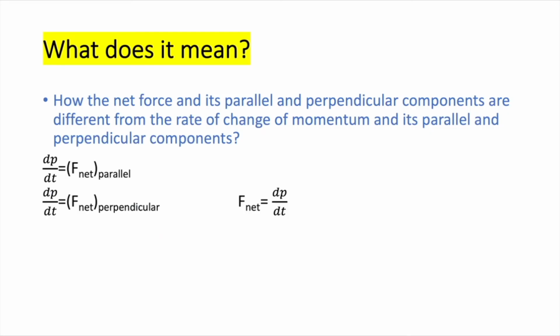So what does it mean? How are the net force and its parallel and perpendicular components different from the rate of change of momentum and its parallel and perpendicular components? Actually, there's no difference. They are equivalent as shown by the equations displayed. The rate of change of momentum can be calculated through observation of the object's position and velocity as a function of time. The net force is not something we can calculate unless we know the mass of the black hole, which is what we did in the code.